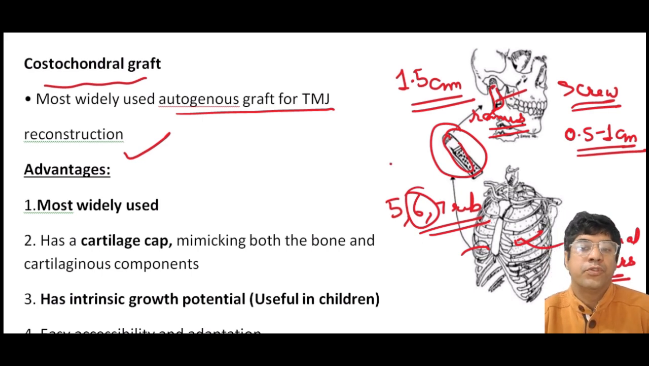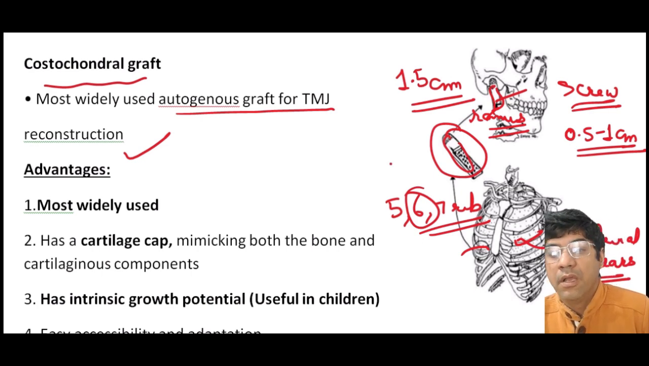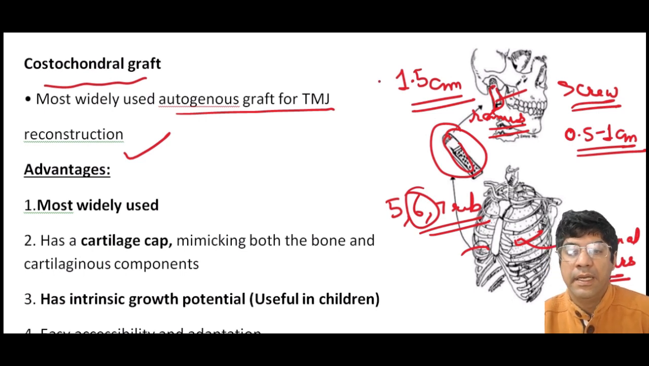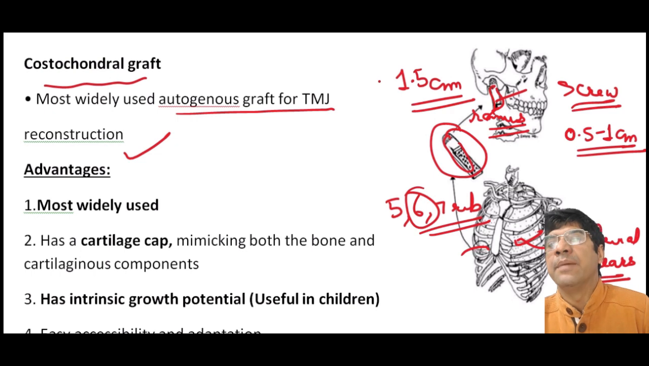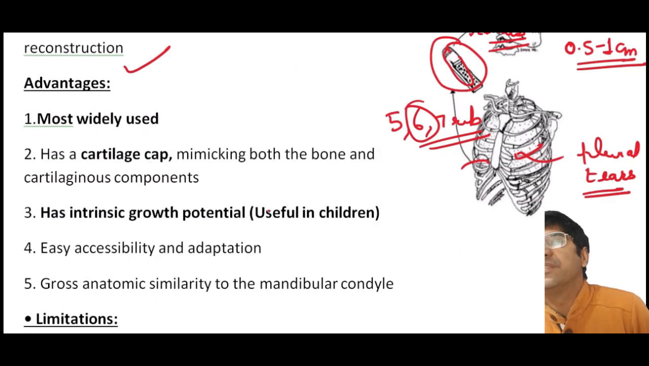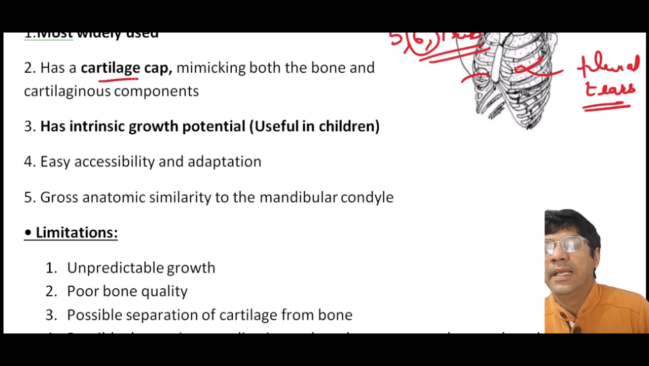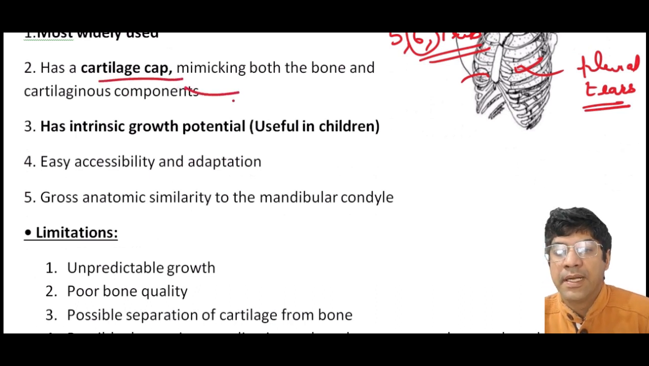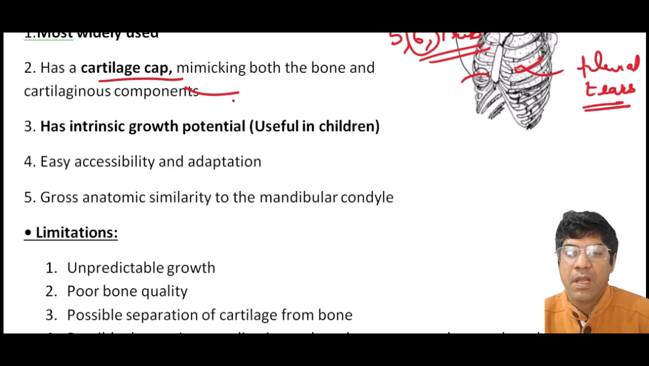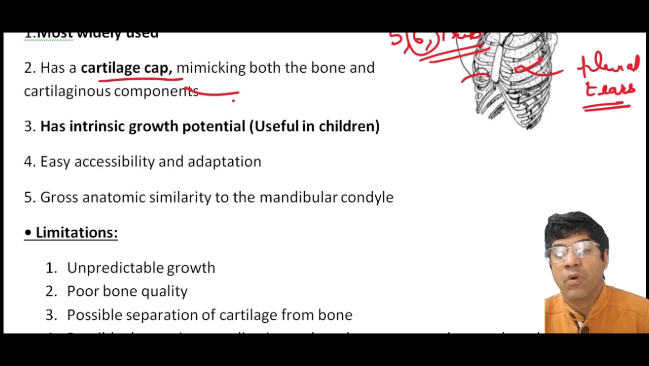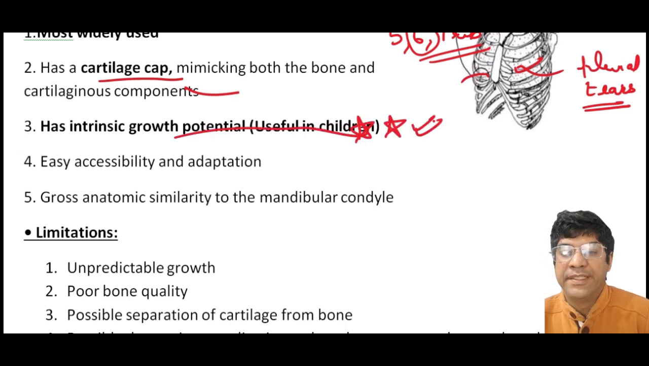So, why is the costochondral graft most commonly used? Firstly, it is chosen because it possesses a cartilage cap. So remember, it possesses a cartilage cap that replicates both the bony and the cartilaginous component of the joint. That allows it to closely mimic the natural joint anatomy. Additionally, it has an inherent growth potential, which is particularly beneficial in pediatric cases when the jaw is still developing. So it is more easily accessible and adaptable for surgical use.